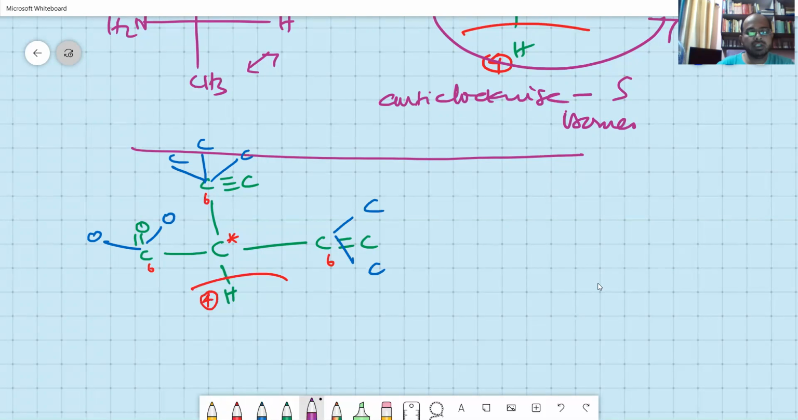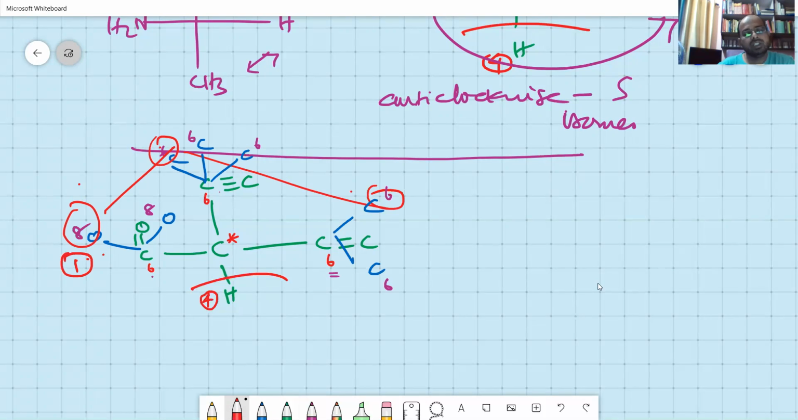Now, if you look at this, 6 is attached to 1, 6, another 6. This 6 is attached to 1, 6, 2, 6, and 3, 6. This 6 is attached to 1, 8, and another 8. So 8 is higher than 6. 8, 6, 6, 8 is higher, therefore this is top priority.